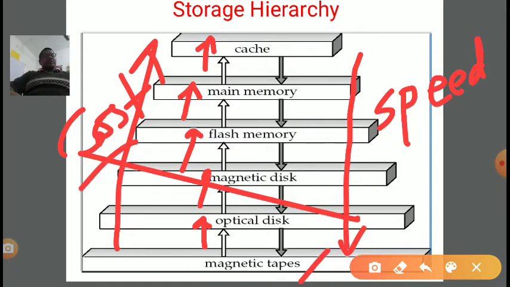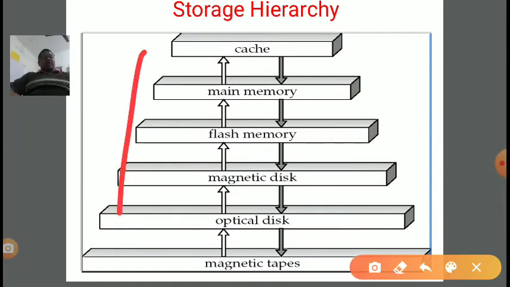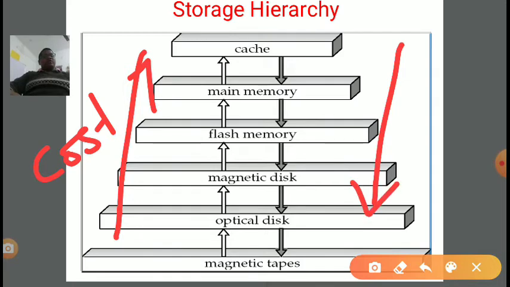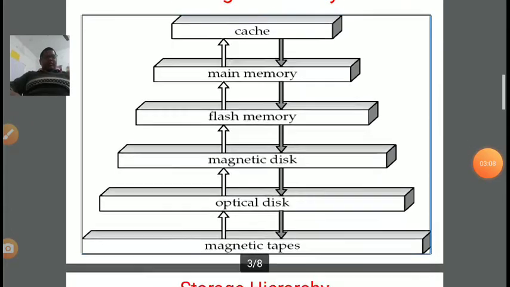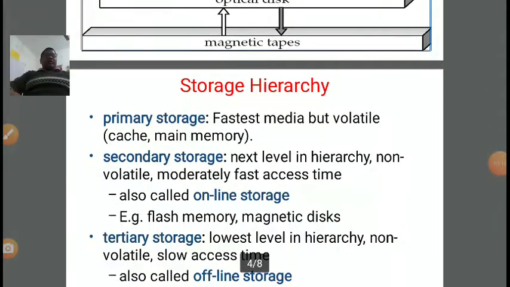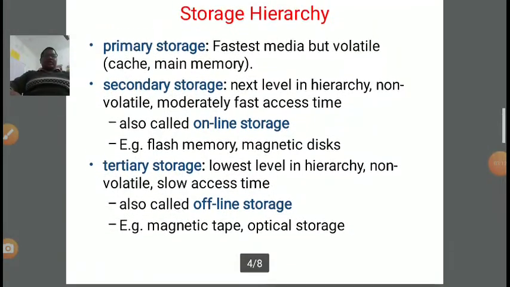So the left side, from bottom to top, is for the cost, and from top to bottom it is for the speed. So from cache to magnetic tapes the speed is reducing, and from magnetic tape to cache the cost is increasing, right? So this is about the storage hierarchy. Now we are going into the storage hierarchy in detail.